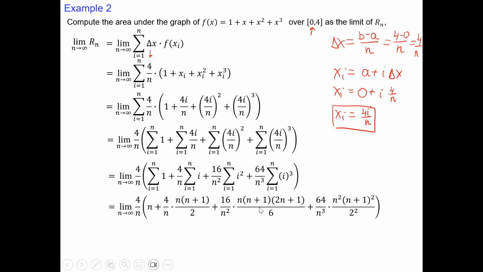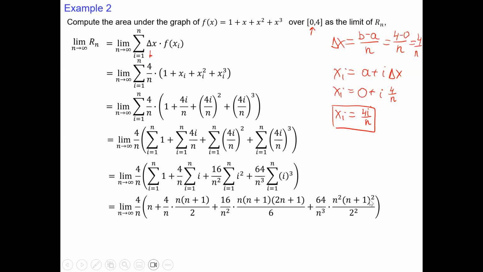Okay, and now it's the moment to use the formulas. This is just n. I copy 4 over n, and I means that we're adding 1. I is changing from 1 to n, 1 plus 2 plus 3 plus 4, but we have the formula. We remember it from 2 slides before. Now we need the formula for I squared. That's the formula, addition of the squared numbers, and that's the formula for I cubed.